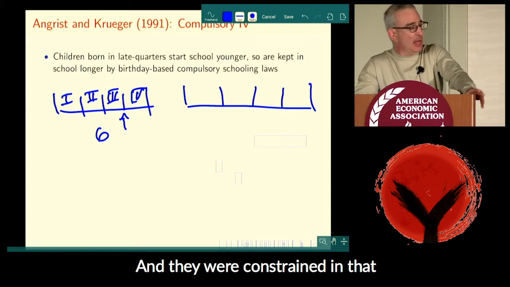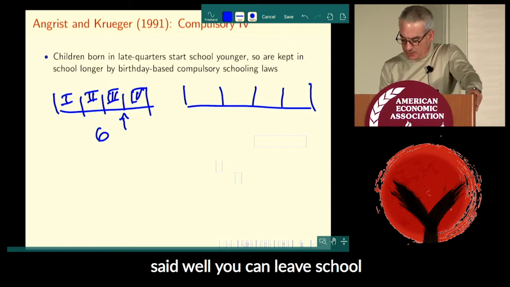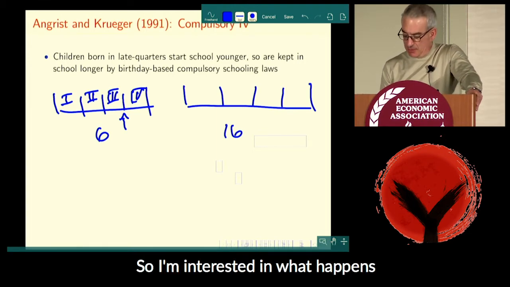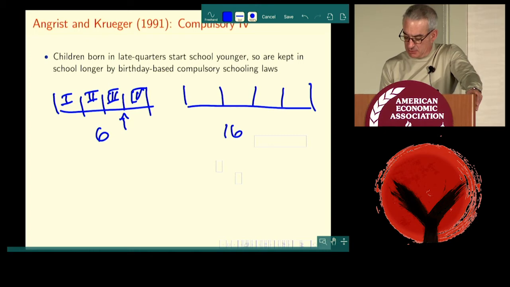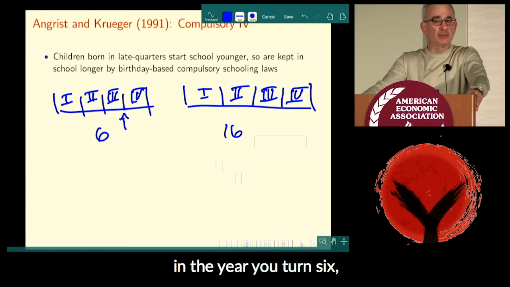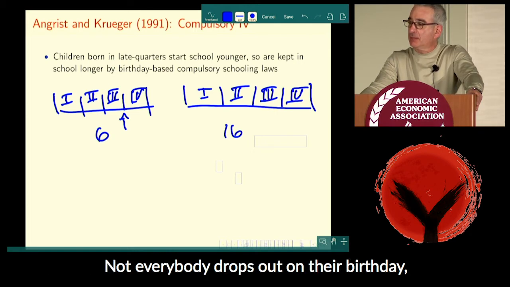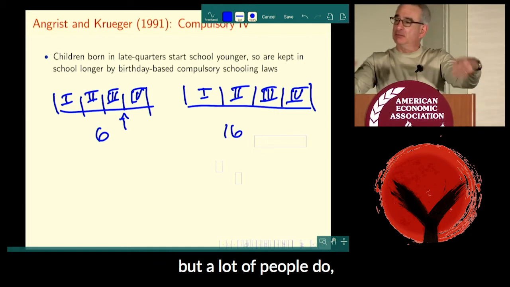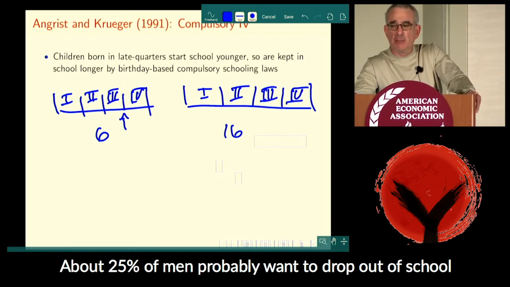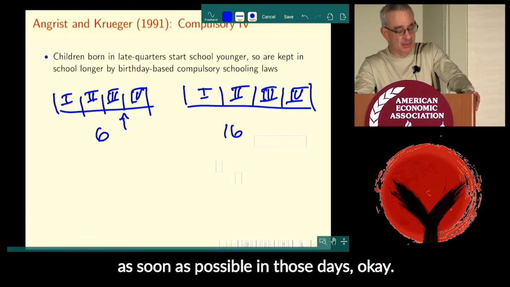And they were constrained in that by compulsory attendance laws. Most states, though not all, said, well, you can leave school after your 16th birthday, okay? So I'm interested in what happens in this world where you start school in the year you turn 6, and then you're allowed to drop out on your birthday, okay? Not everybody drops out on their birthday, but a lot of people do, again, going back to older cohorts born in the 20s and 30s. About 25% of men probably want to drop out of school as soon as possible in those days.